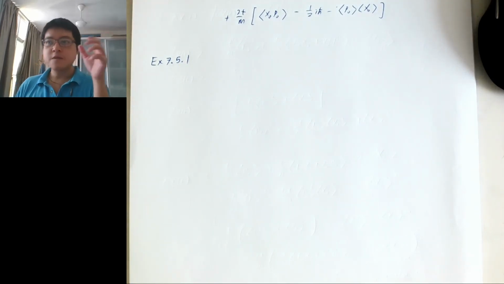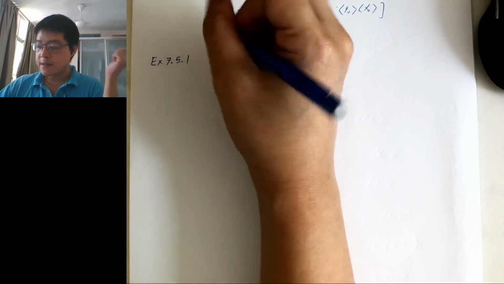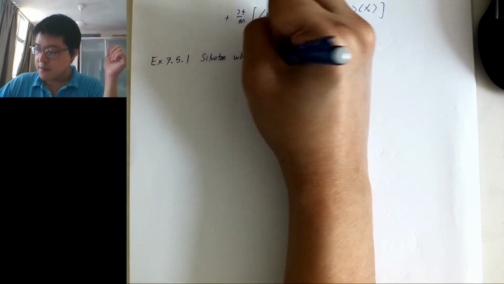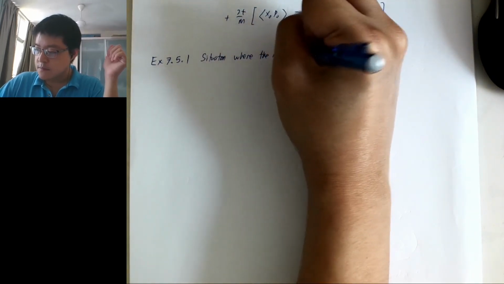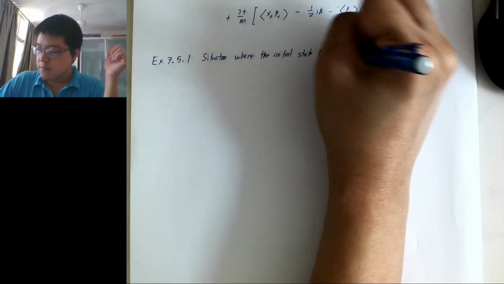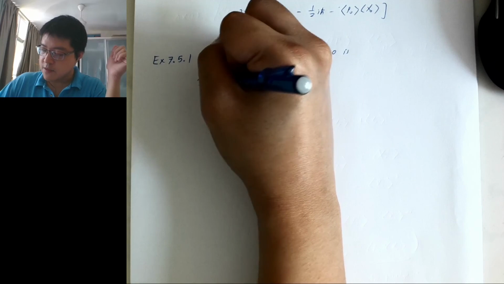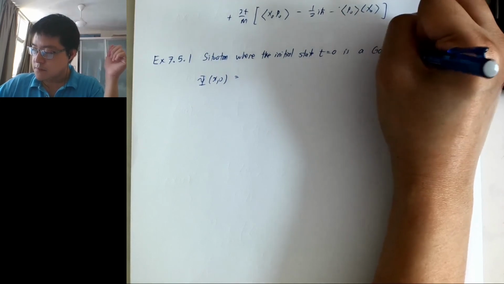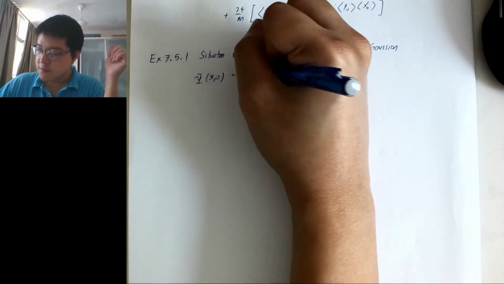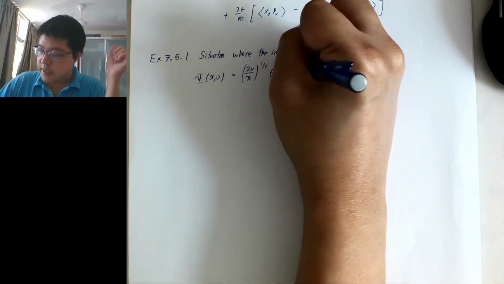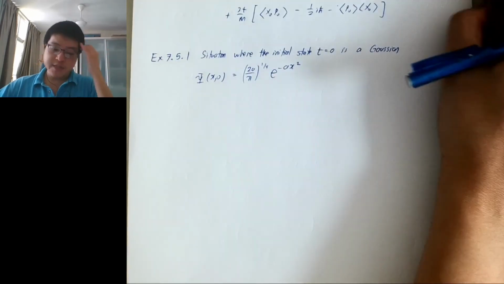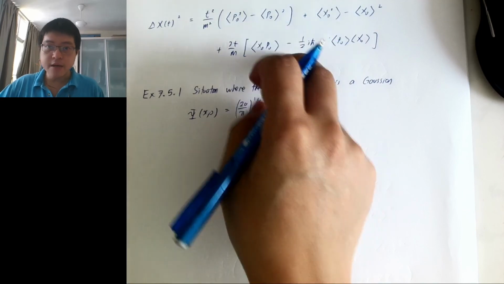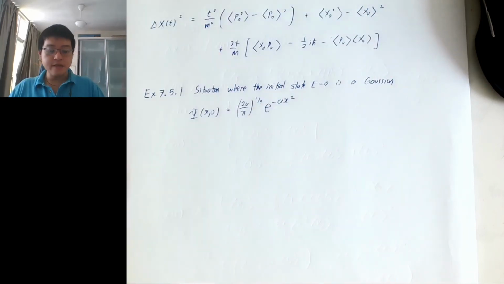Okay, so let us consider an example, the situation where the initial state is given to be this, right? So I have the initial state as a Gaussian distribution, e to the minus ax squared. Given this initial state, I can calculate all these things, and then I can determine how my uncertainty changes over time.